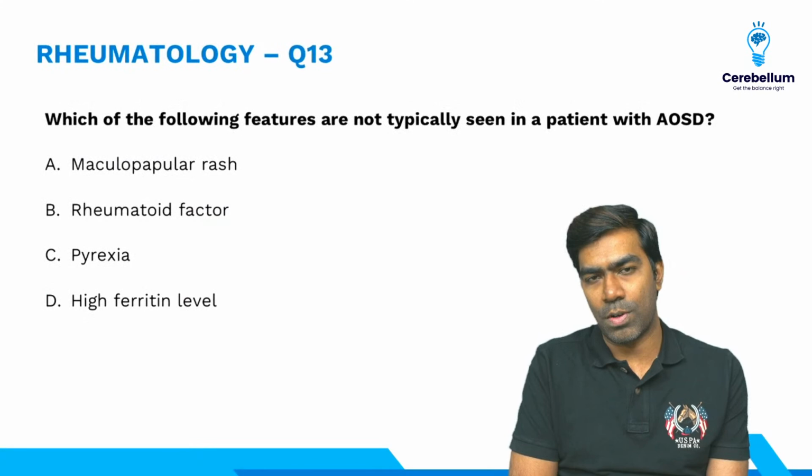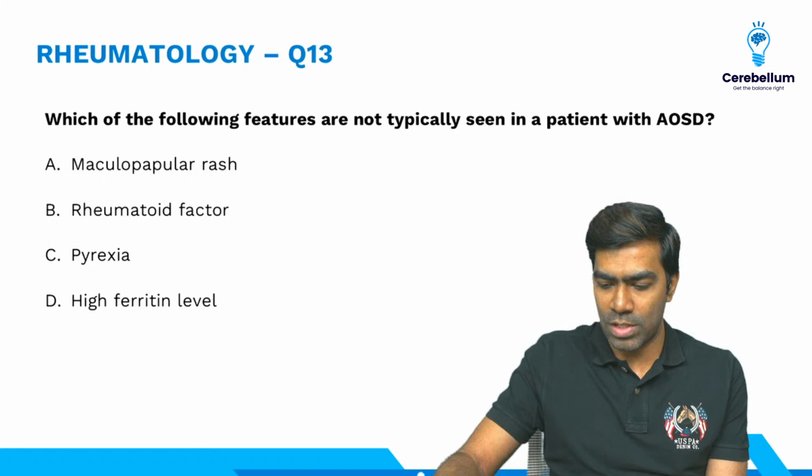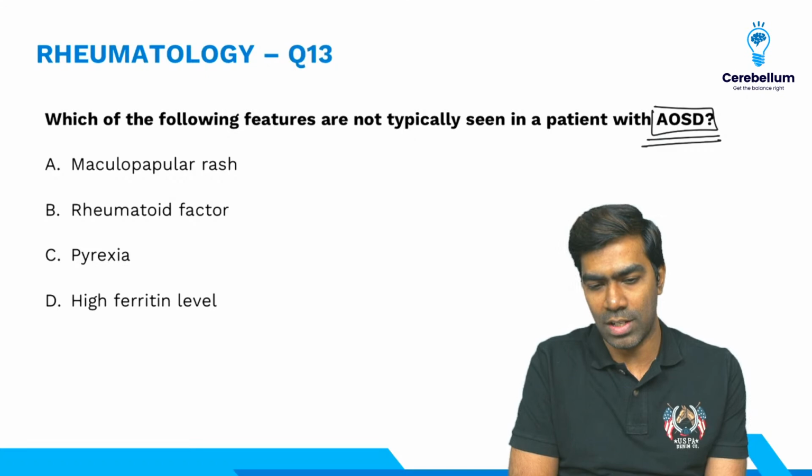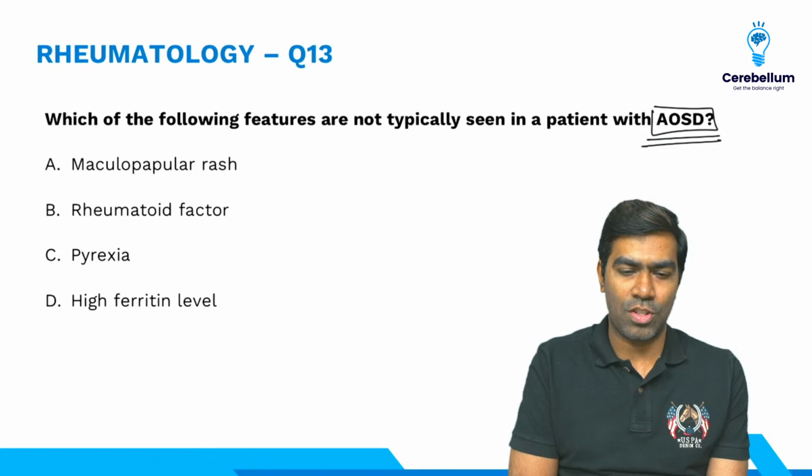Question number 13: which of the following features are not typically seen in a patient with AOSD? What is AOSD? It's called adult onset Still's disease. I'll repeat, it's called adult onset Still's disease. Options: macrophage rash, rheumatoid factor, pyrexia, high ferritin level.